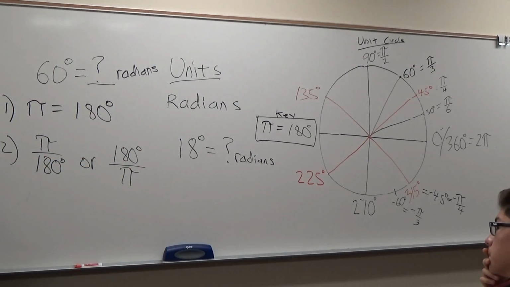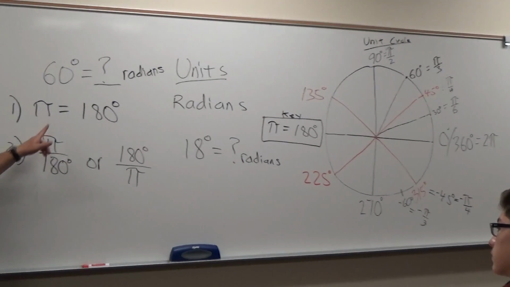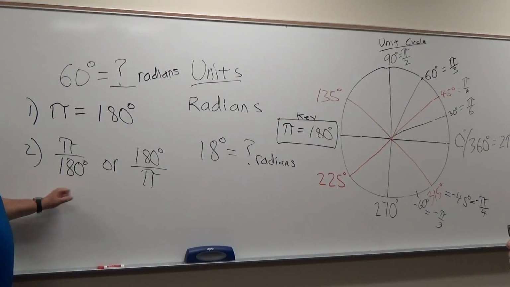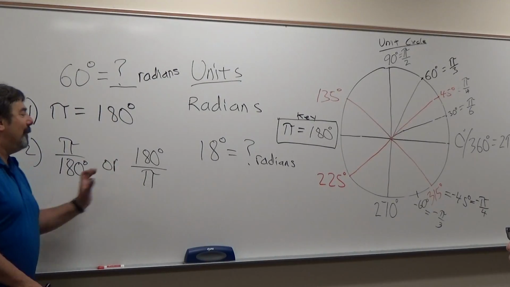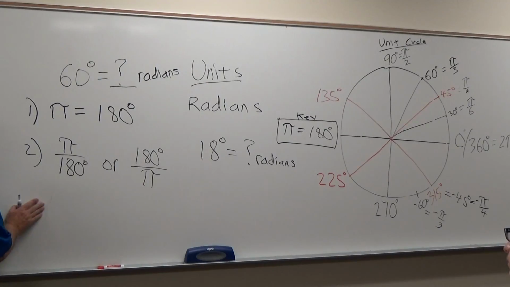Okay, that's step two. That's easy. Don't confuse it. It's not that hard. Pi over 180 degrees and 180 degrees over pi. That's step two. All right, now step three is where we do the actual converting.